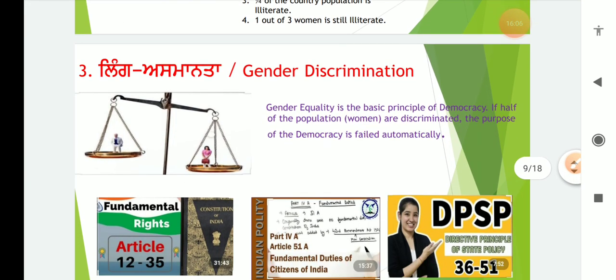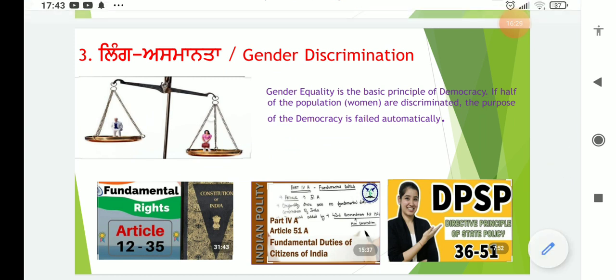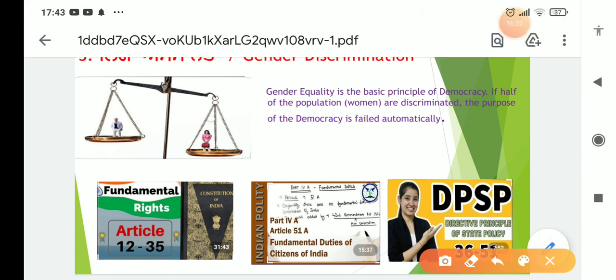The third is gender discrimination. Gender discrimination, in Punjabi we call it ling asamanta, means लड़के और लड़कियों में भेद करना. Gender equality is the basic principle of democracy. It means if we want democracy to succeed, we will have to give weightage equally to all sexes, right? All genders. If half of the population, women, are discriminated against, the purpose of democracy fails automatically. So we have gender discrimination also.